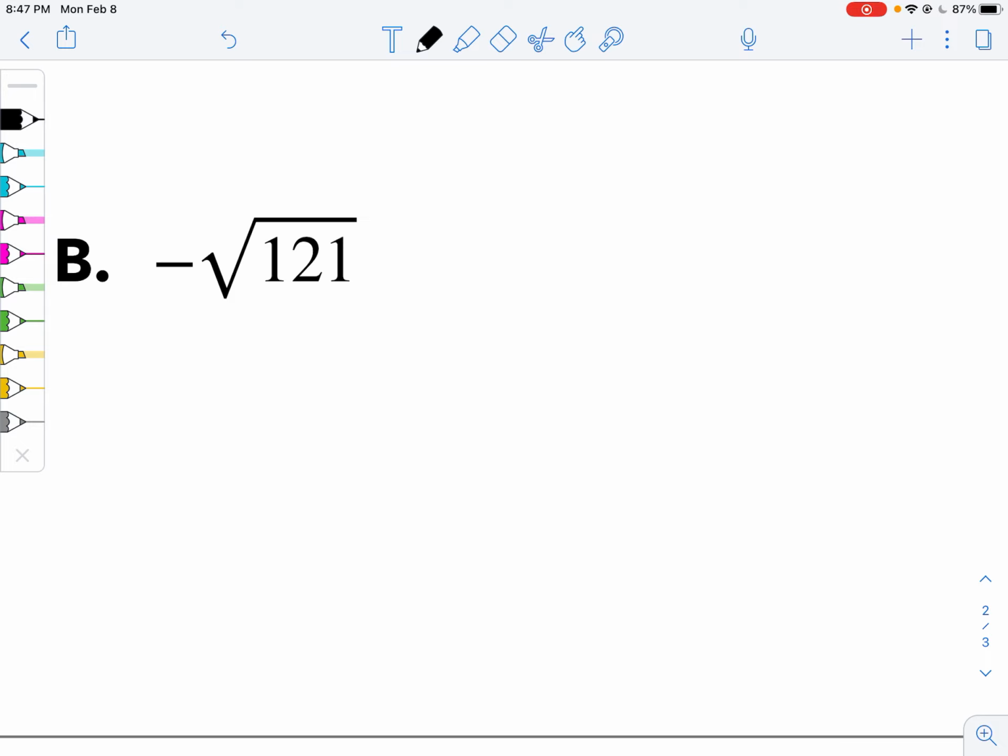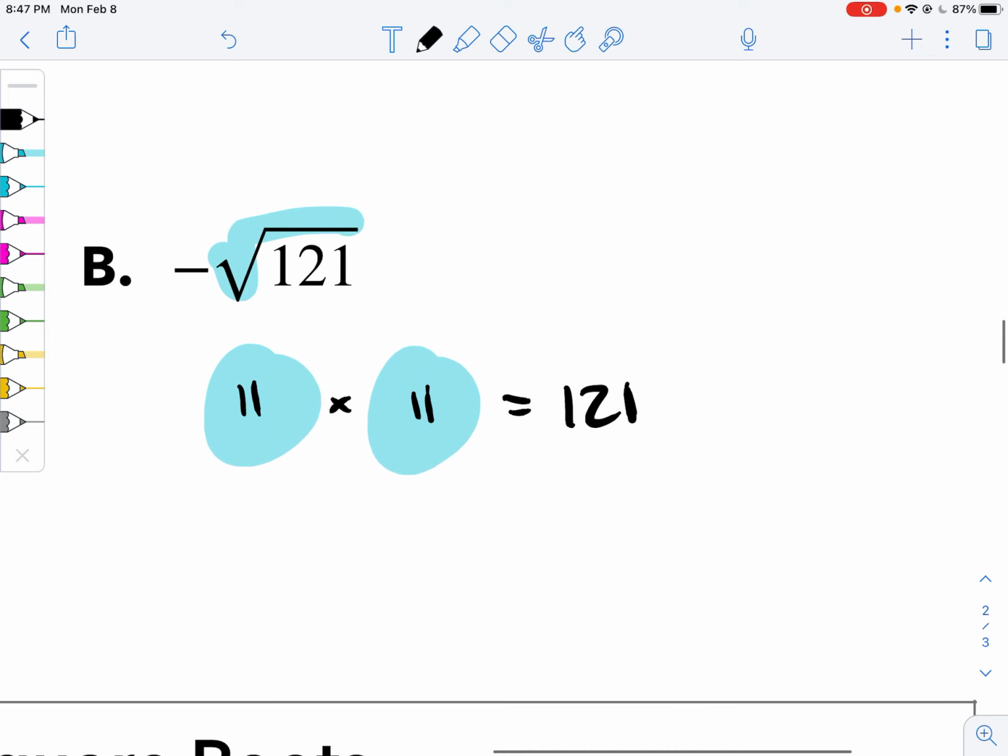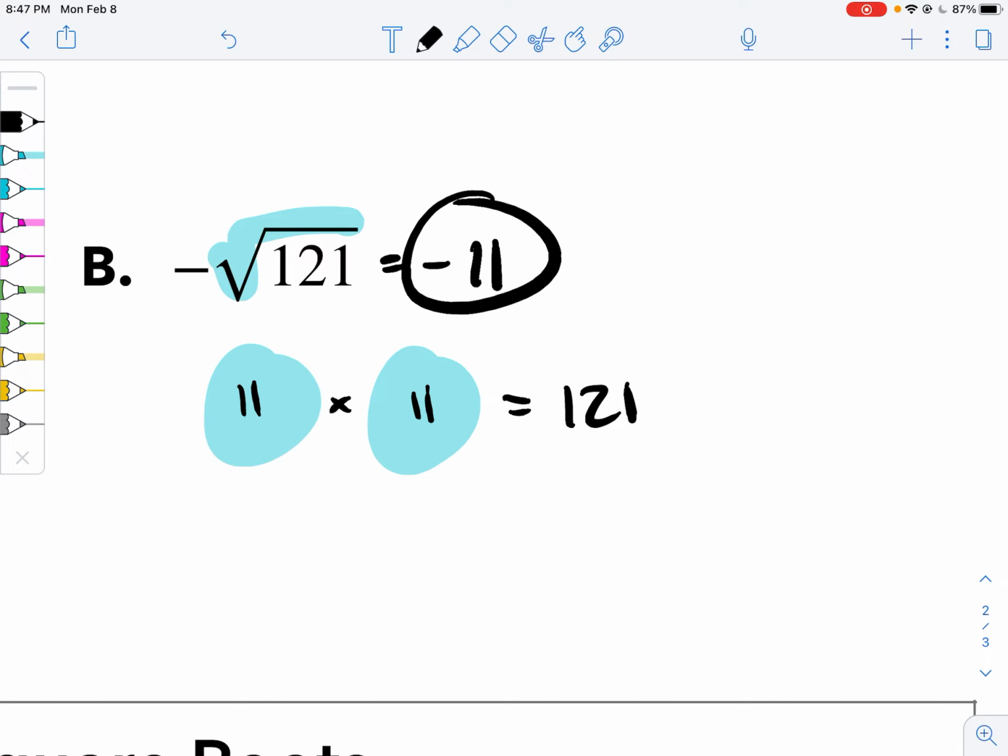We want to find the square root of 121. So what number times itself will give us 121? Well, 11 times itself, they look like pig noses, will in fact be 121. So the square root of 121 is 11. They asked us for the negative square root, so that's negative 11.